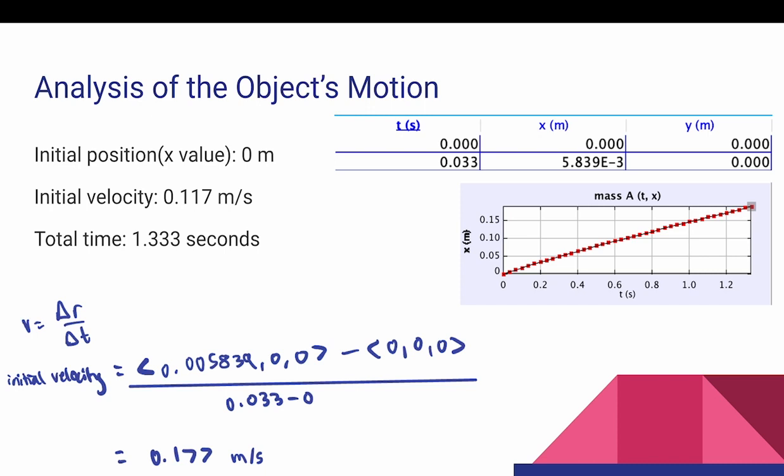So the object started at 0, its initial velocity was 0.117 meters per second, and it went for a total time of 1.3 seconds. And so here's the graph with the data from the actual object rolling, and it looks linear, but it isn't exactly because the object slows down over time because of friction. And here's where I calculated the initial velocity.